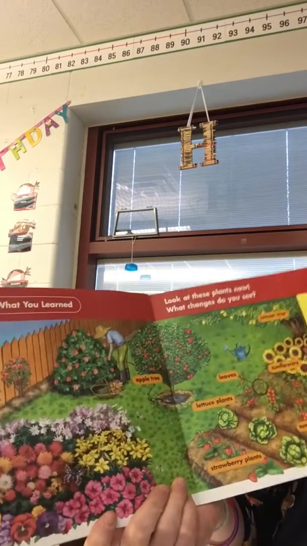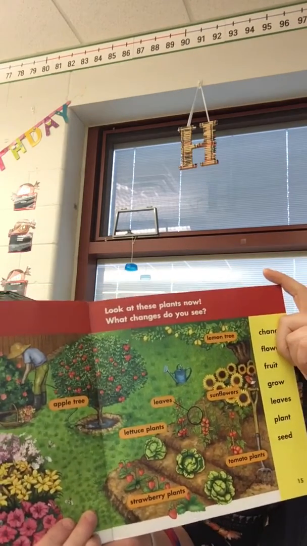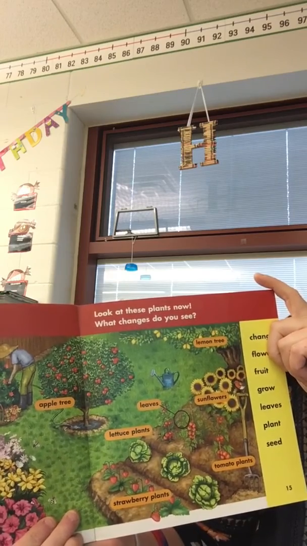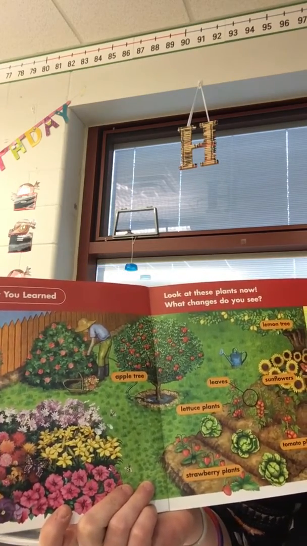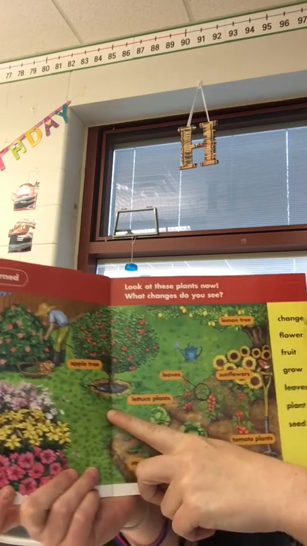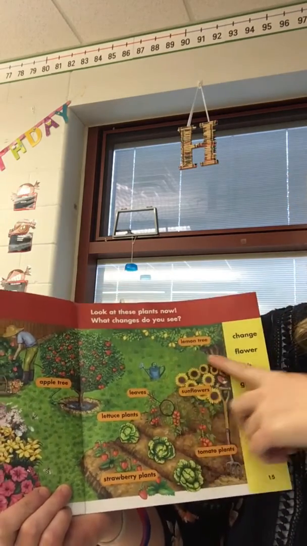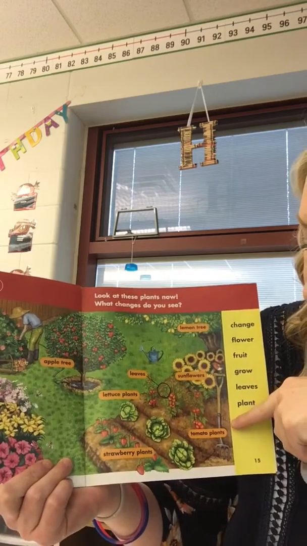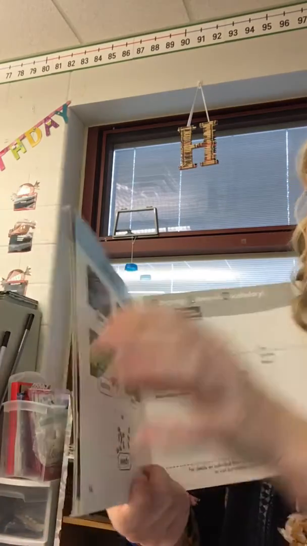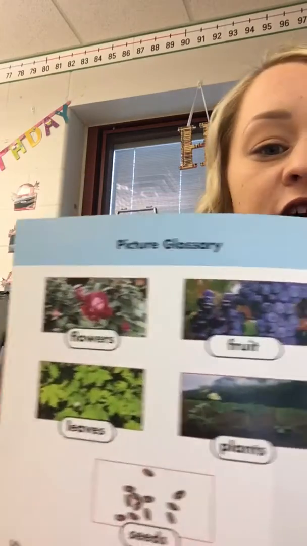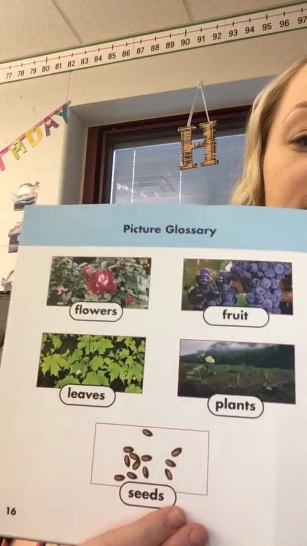Use what you have learned. Look at these plants now. What changes do you see? So our garden is very full here. We have apple trees, lettuce plants, leaves, lemon trees, sunflowers, tomato plants, and strawberry plants. And here's our picture glossary with our flowers, our fruit, our plants, our leaves, and our seeds.